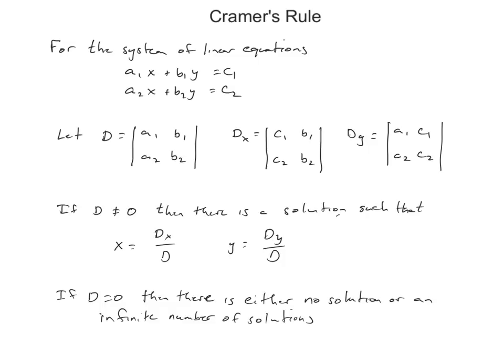So here we go, here's Cramer's Rule. For a system of linear equations given here, we're going to let there be three matrices: D, D sub x, and D sub y. D is just the coefficient matrix of the system, taking the coefficients themselves and putting them in there. Now notice D sub x: we've replaced the coefficients on x with the solution. I take the solution matrix, replace the a's with those solutions, the c's, and there's D sub x.